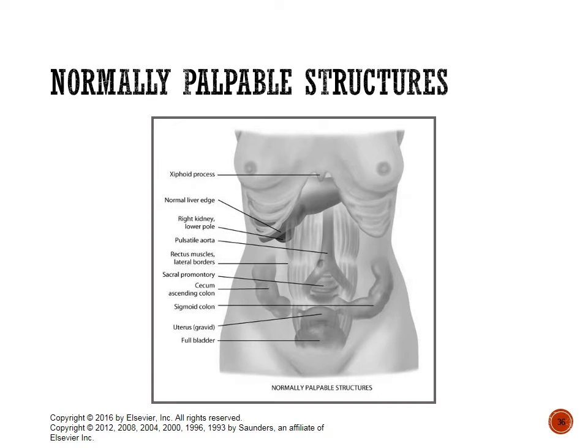So here are some of the normal palpable structures in the abdomen. The liver, of course, is usually palpable. With deep palpation, we can maybe get the right kidney in there a little bit. The aorta down the middle of the abdomen. The cecum and also the sigmoid colon are palpable, but those are a little more difficult to differentiate. And then the uterus, if we have a pregnant patient, and also if our patient has a full bladder, we may be able to palpate those.